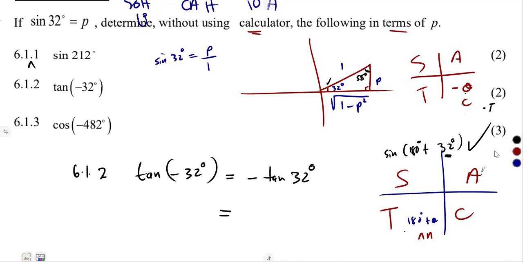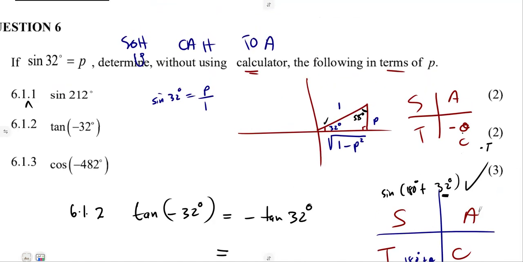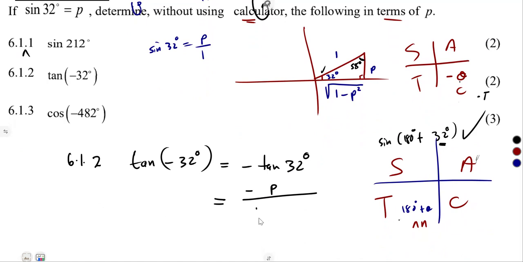So you can use the ratio of tan, opposite over what? Adjacent. So according to tan, the opposite is p. Adjacent is the square root of 1 minus p squared. So that's negative opposite over adjacent: minus p over the square root of 1 minus p squared. So that's it. We are done.